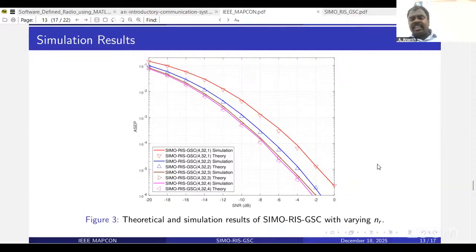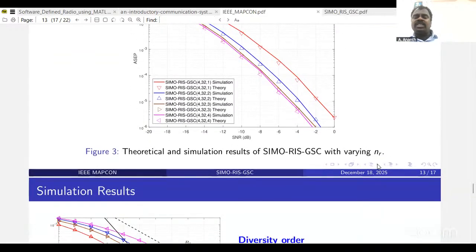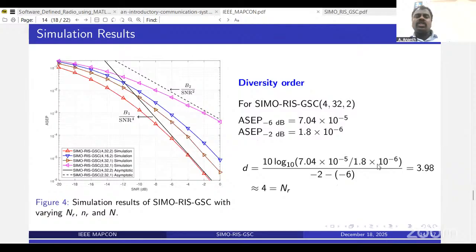So this indicates that it is giving us the same diversity order, because diversity order is a crucial parameter whenever we try to understand the performance of the system. So from this, we understood that the diversity order for our SIMO RAS GSE is the number of receiver antennas. For example, even though you have 4 receiver antennas and you choose only 2 antennas, you are able to get the same diversity order as 4. So that is another observation.